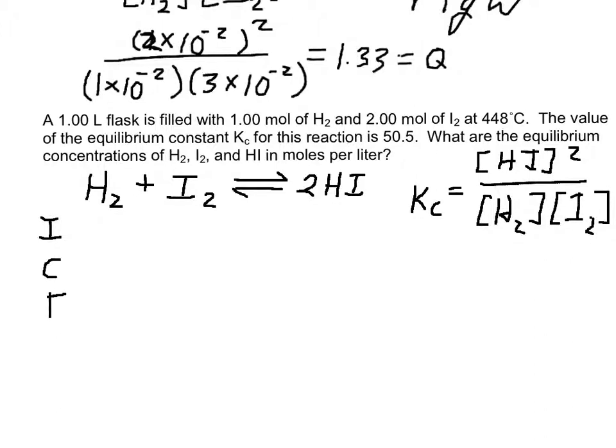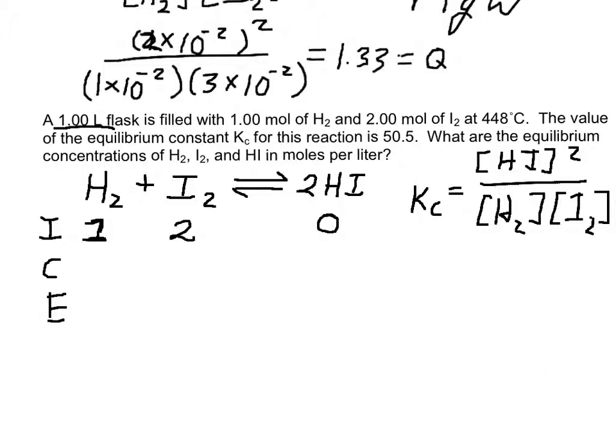initial, change, equilibrium. Now it gives me the initial amount of I2 and H2. So I've got 1 mole of this, I've got 2 moles of this. Now normally I would have these in concentration values, but since this is just in a 1 liter flask, that means that these mole values are my concentration values, because 2 moles divided by 1 liter is 2 molar. I have 0 of this, and I have no idea what the change is going to be, and I have no idea what the equilibrium concentrations are going to be.